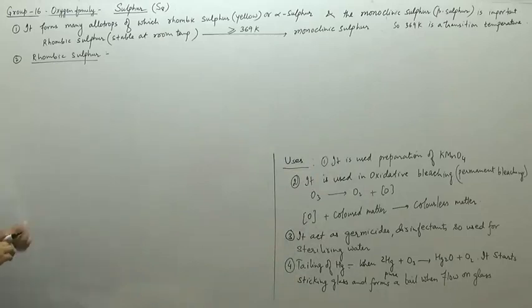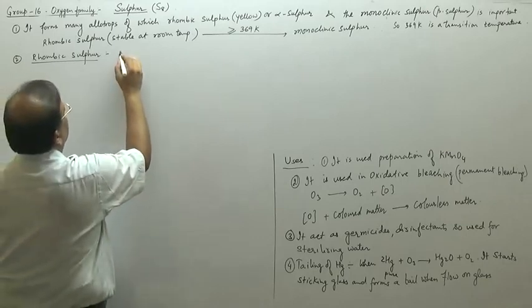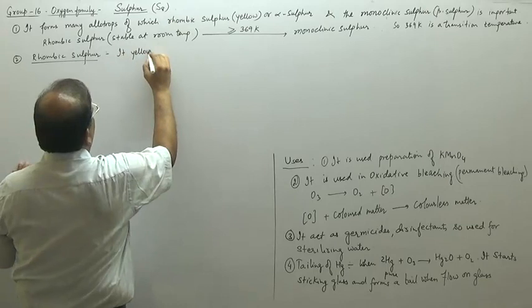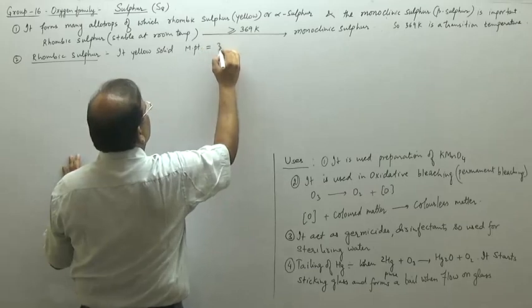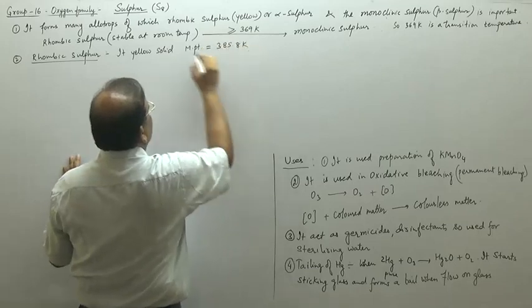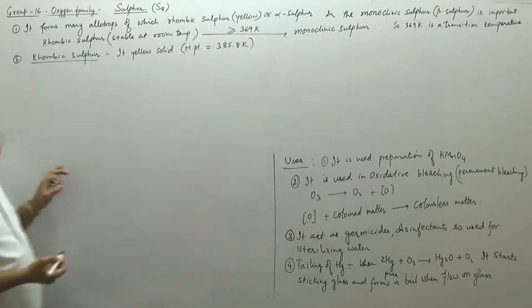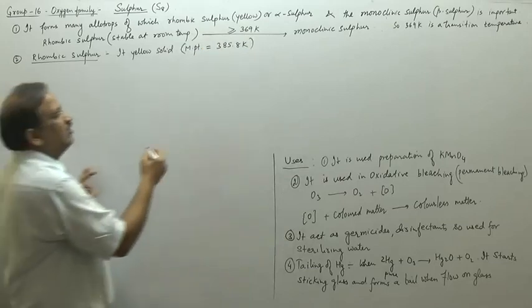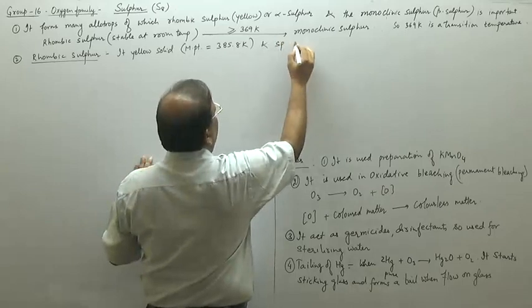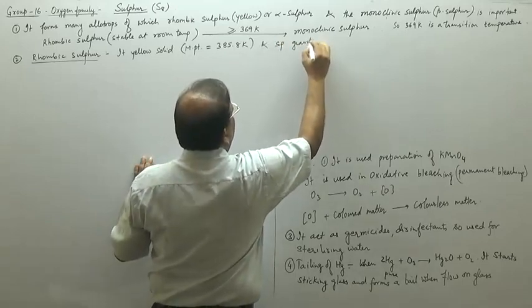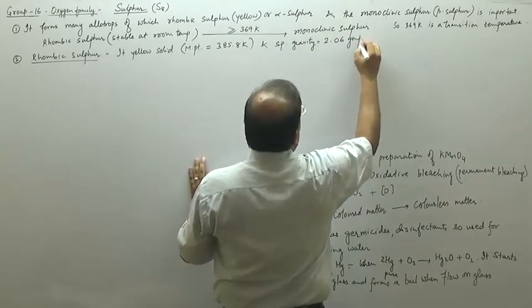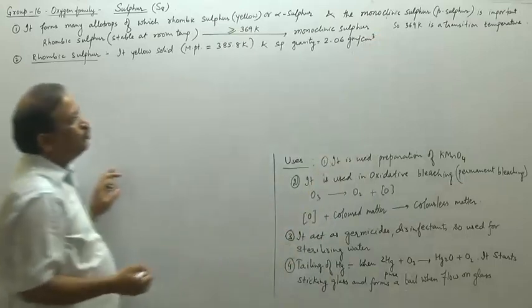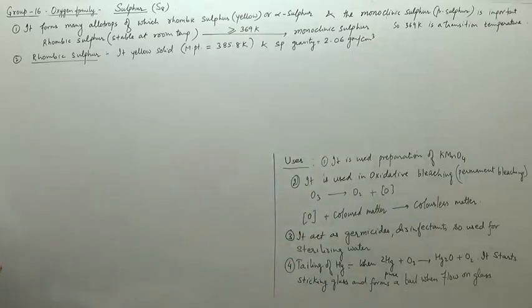Its melting point is 385.8 Kelvin. So it is a yellow solid with a melting point of 385.8 Kelvin, and its specific gravity is 2.06 gram per centimeter cube. We write that this is the specific gravity of this.